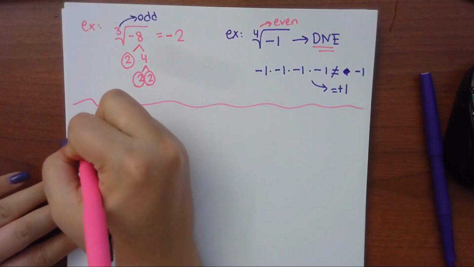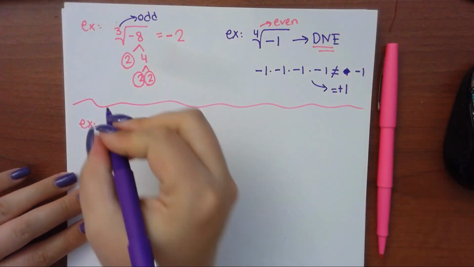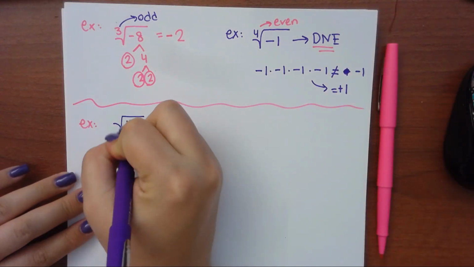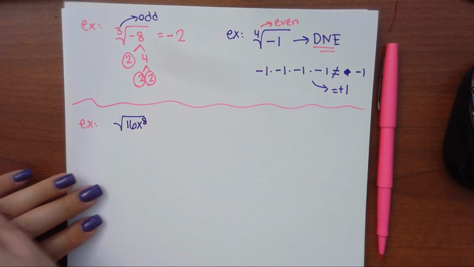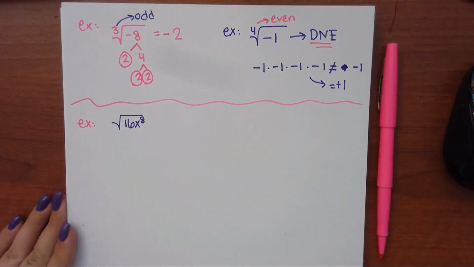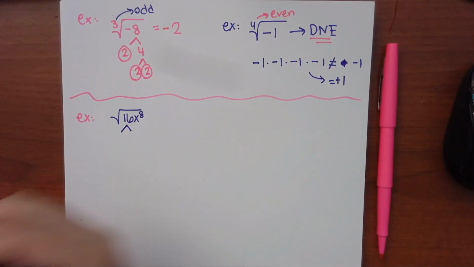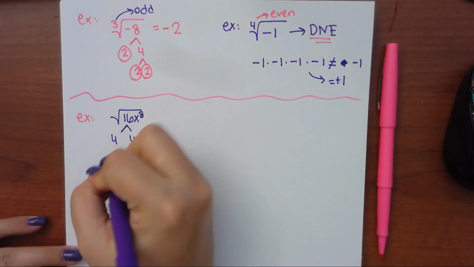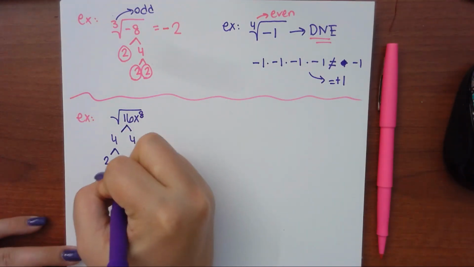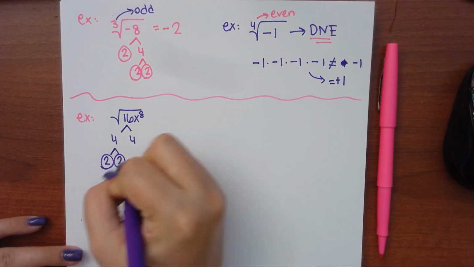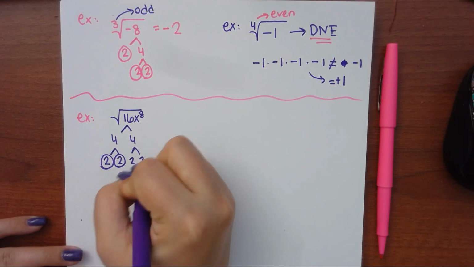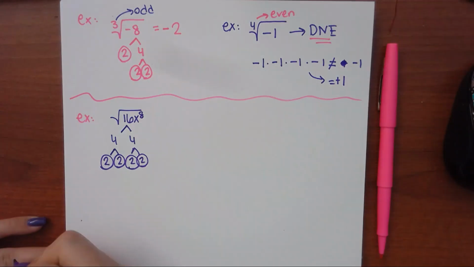Example, the square root of 16x to the 8th. So here's what I'm going to do. The first thing we're going to do is write out and do our number. Same thing that we were doing before. 16 is 4 times 4. That's 2 times 2. Circle both of those. And 4 is 2 times 2 again. Could have also used 2 and 8. It doesn't matter. So I'm going to write this out.